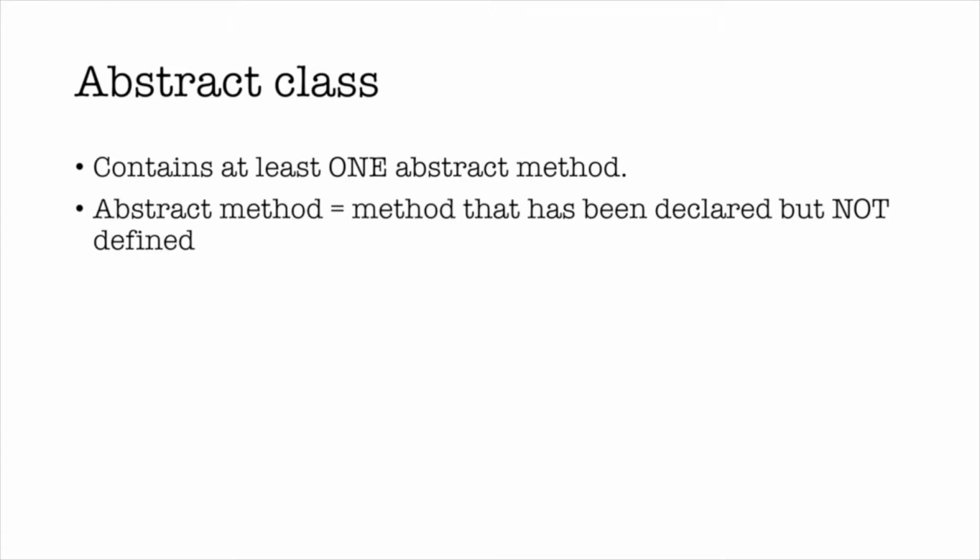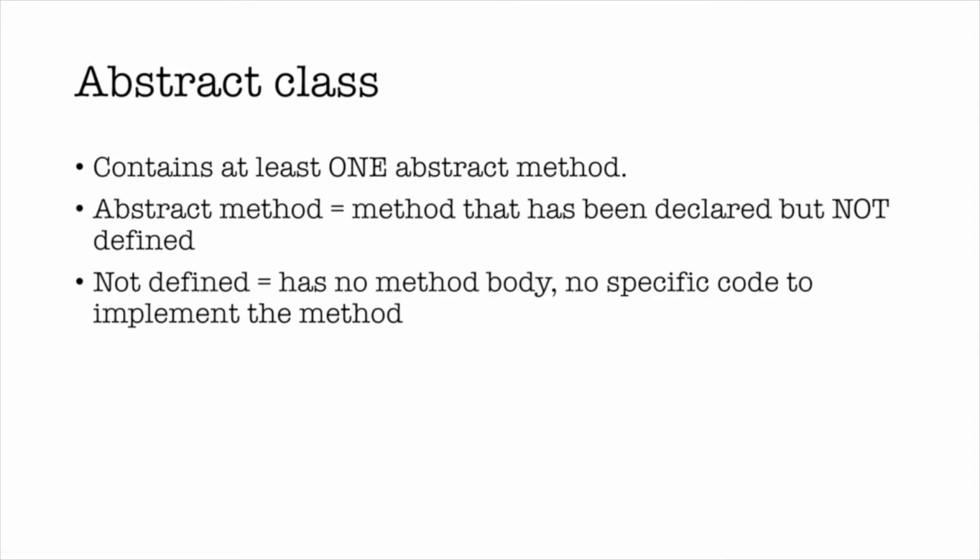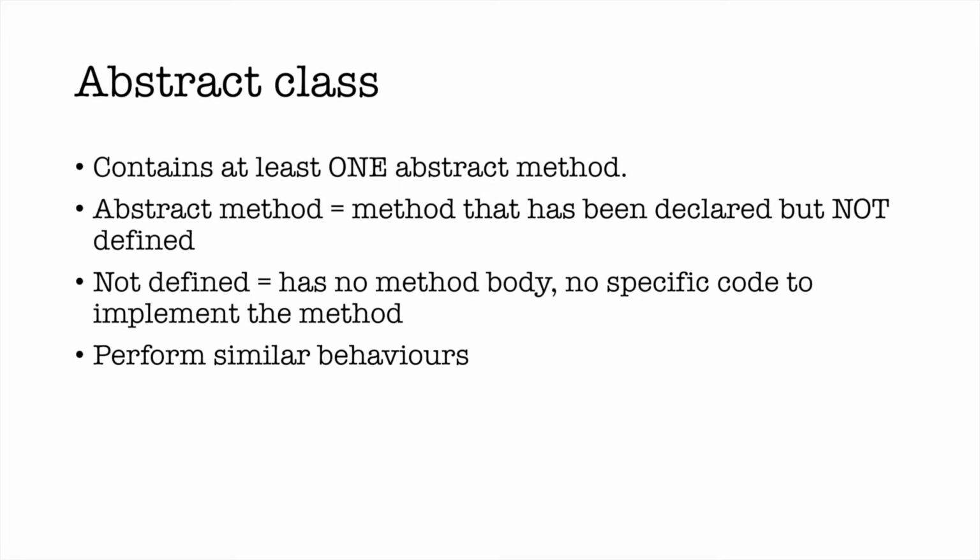Simply put, an abstract class is a class that contains at least one abstract method. An abstract method is a method that has been declared but not been defined, which means that it has no method body. We might want to create an abstract class if, for example, we had a number of classes that we wanted to offer similar behaviors.